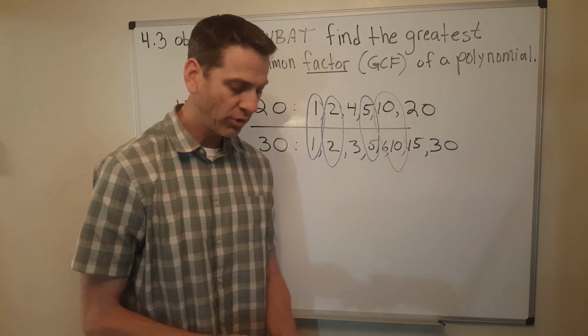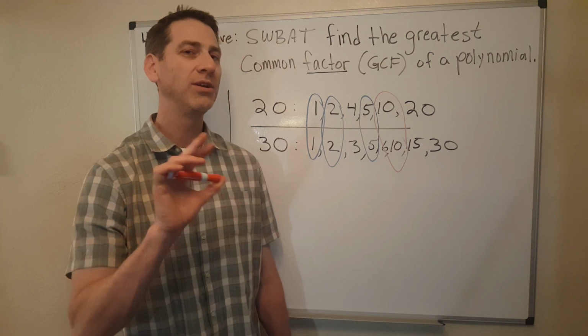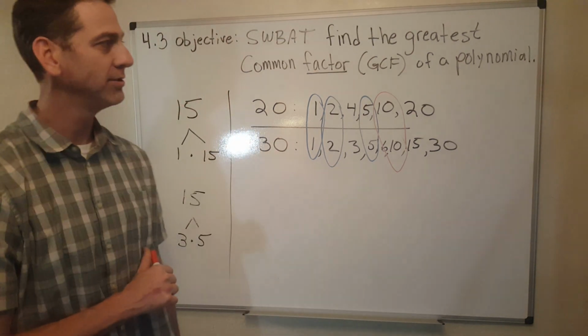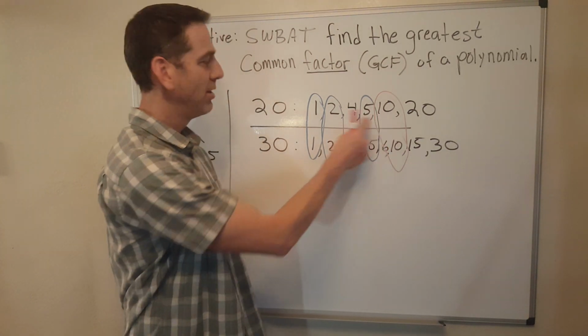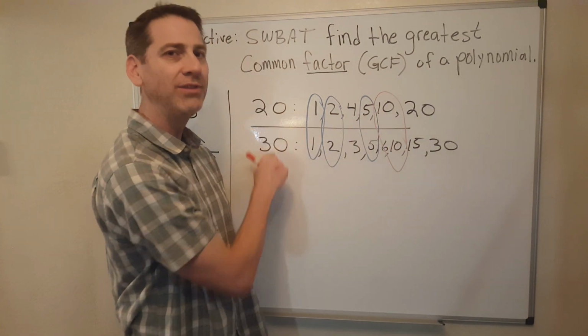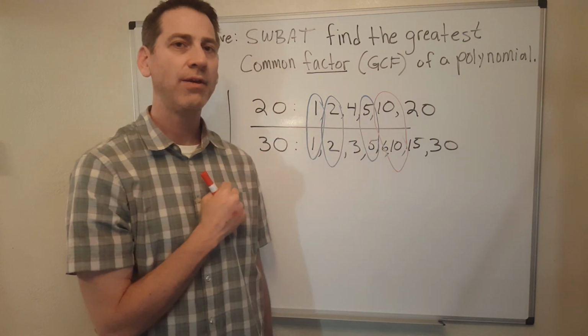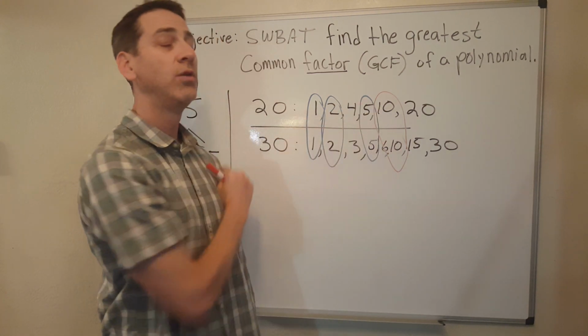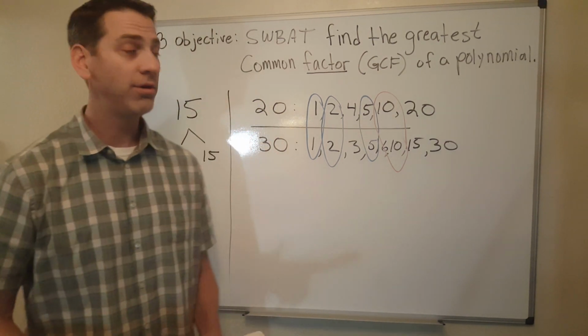In algebra, we're not so much interested in common factors, but we're interested in greatest common factors. All it means is what is the greatest number that is a factor that both of these numbers share? They both have 10 as a factor. So 10 would be the greatest common factor of 20 and 30.